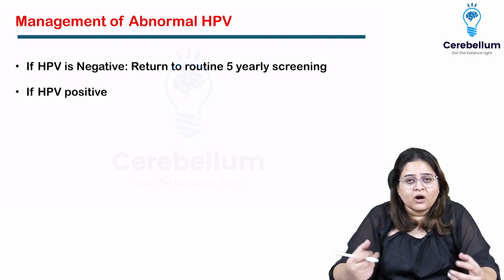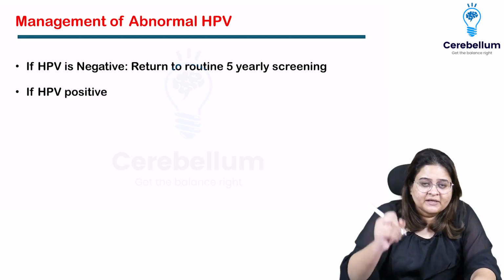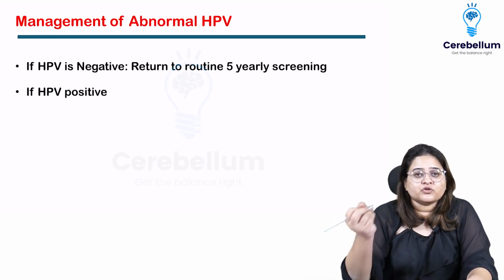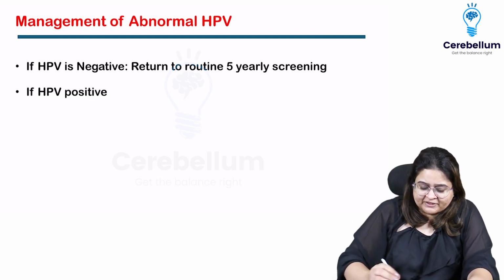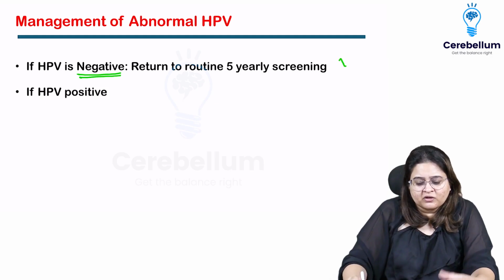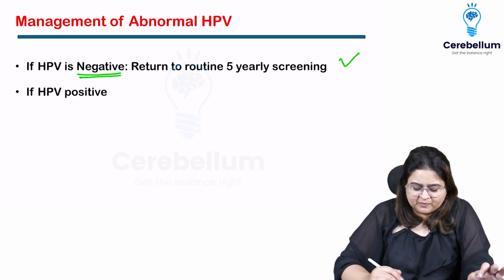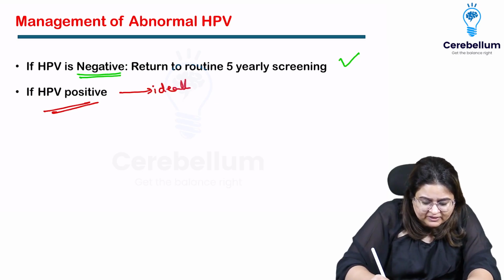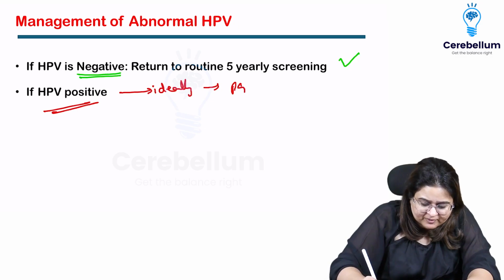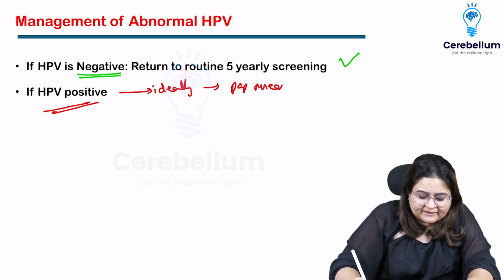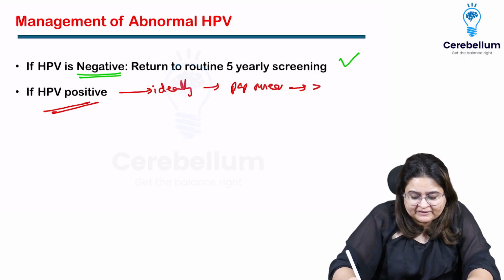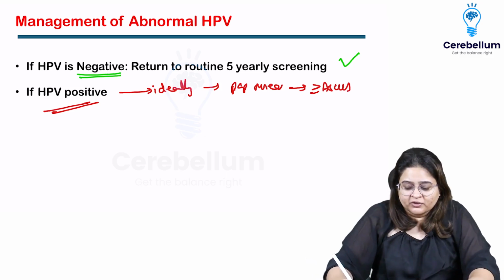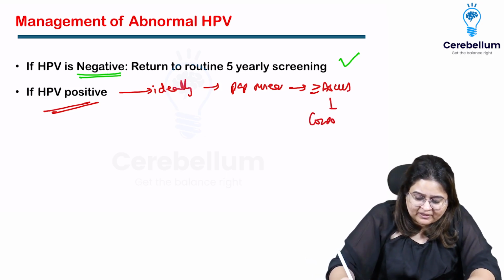Now, how will the question come? The question will come that a patient came for routine HPV screening, HPV was taken, HPV came positive, what should you do? So, if HPV is negative, you are not worried. You just call her back after 5 years. But if HPV is positive, then ideally you should call her for a pap smear. And then depending on the report, anything which is more than ASCUS, that means anything which is not normal, you should do a colposcopy and biopsy.